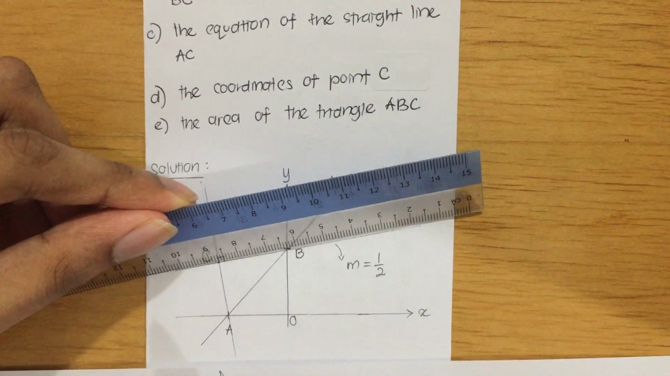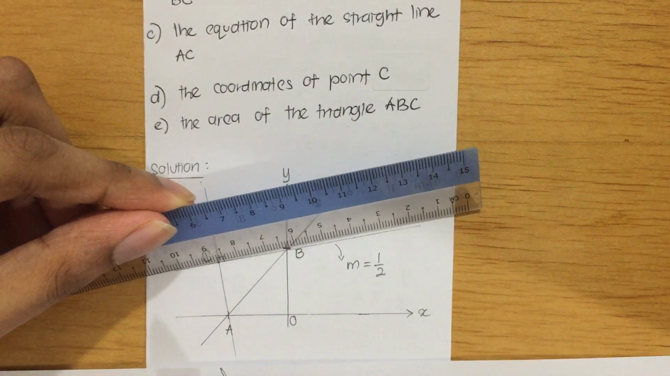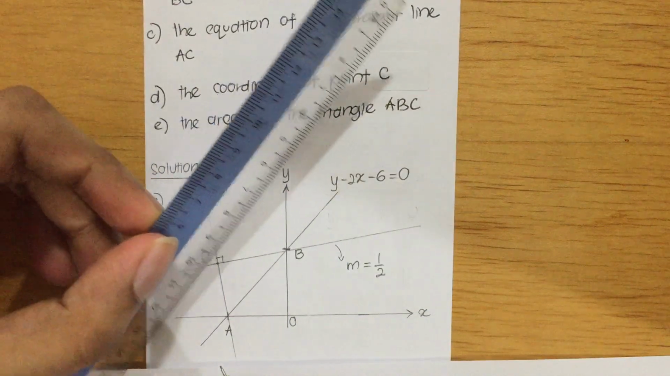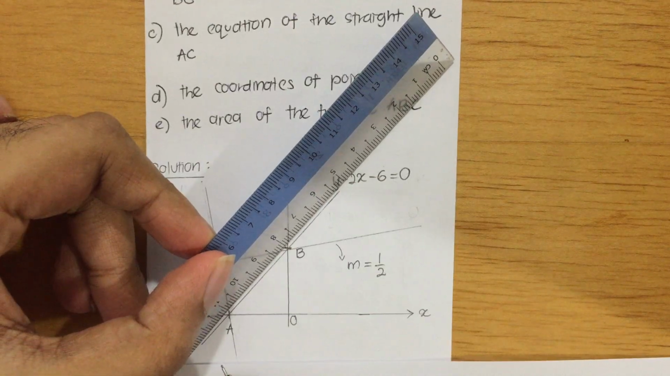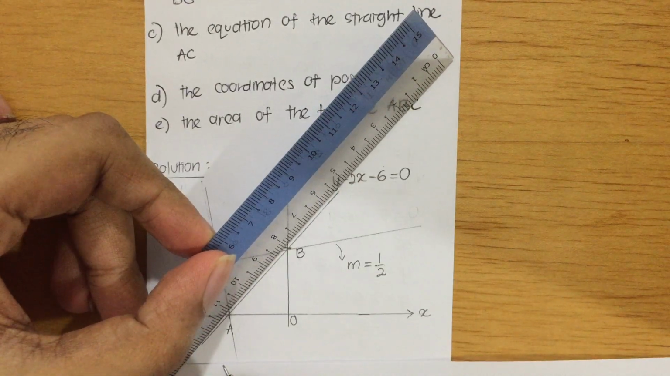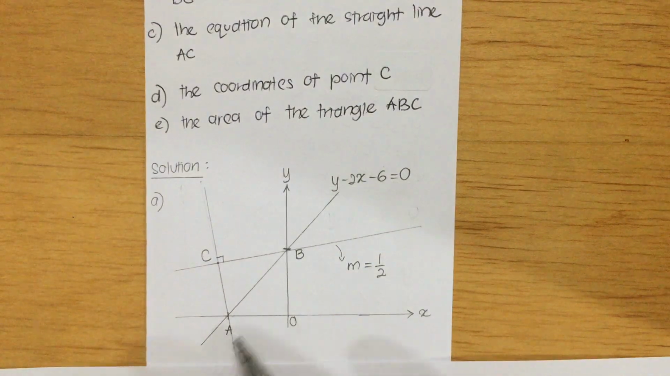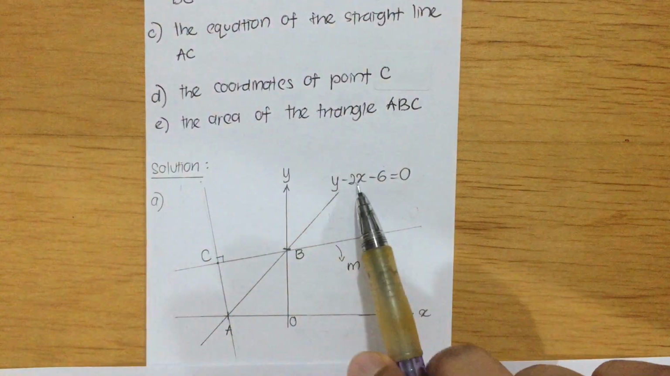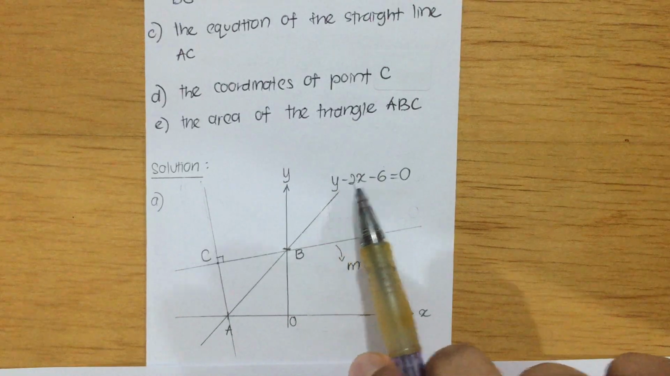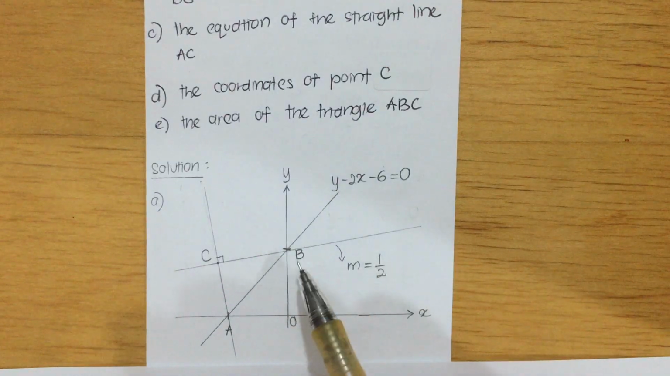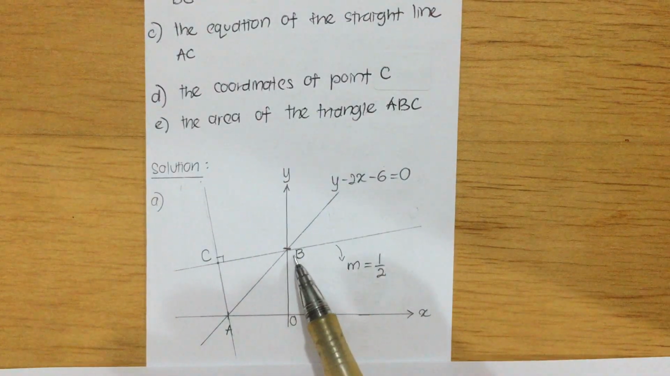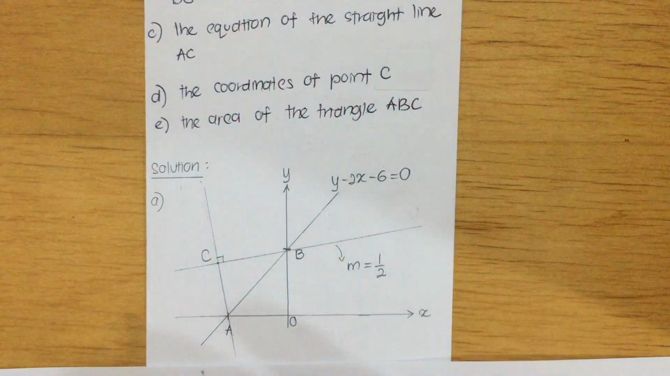So this is your gradient 1 over 2, which is less steep compared to this straight line AB, which is more steep. Y minus 2x minus 6 equals to 0. By the way guys, the gradient of the AB is 2 for your information. So y equals to 2x plus 6. So from here you get your coordinate B is 0, 6.